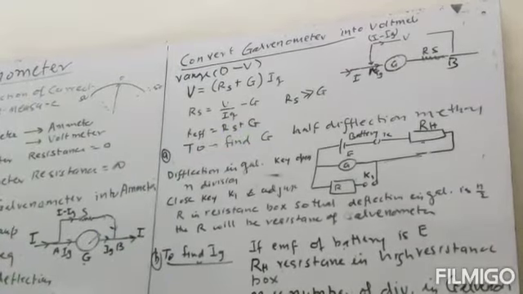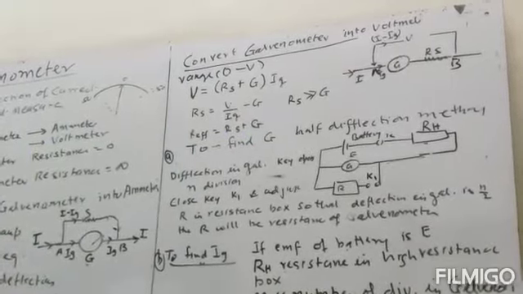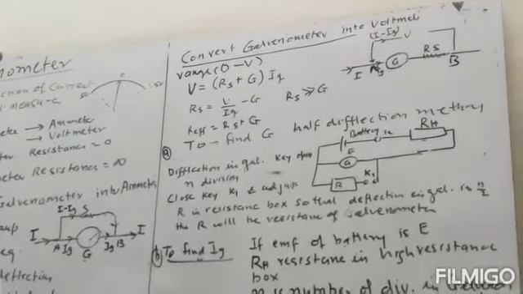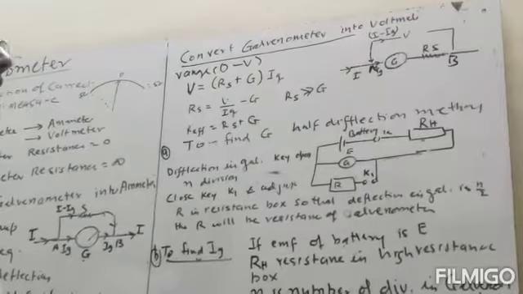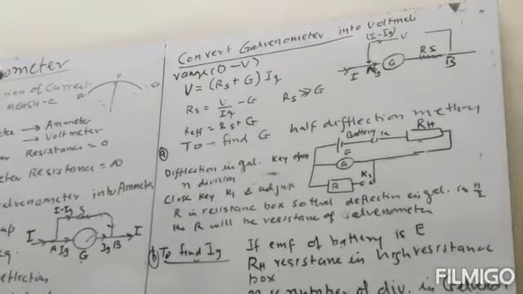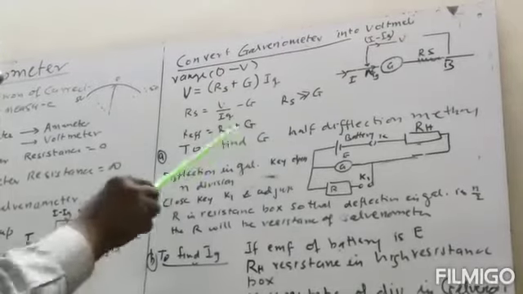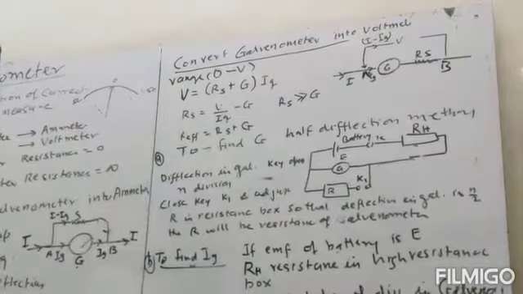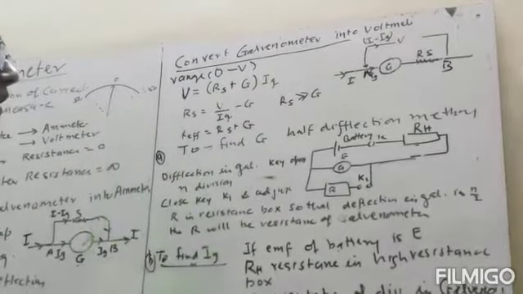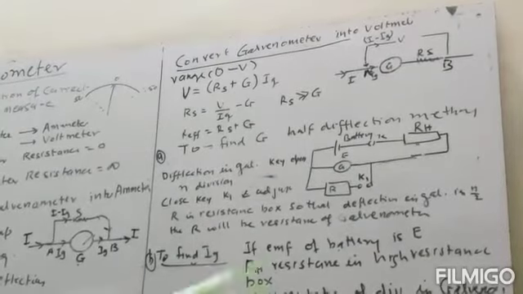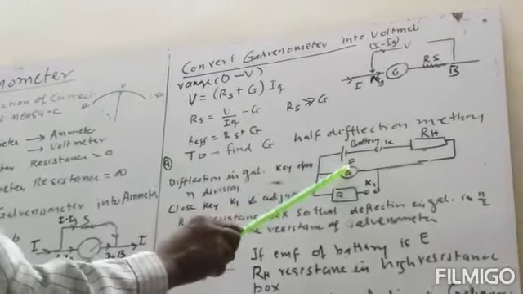Now both the experiments, to convert a galvanometer into a voltmeter and into an ammeter, are in your practical. So we have to first find the galvanometer resistance and Ig, that is the current for the full scale deflection. So we will have a circuit like this. This is a battery.